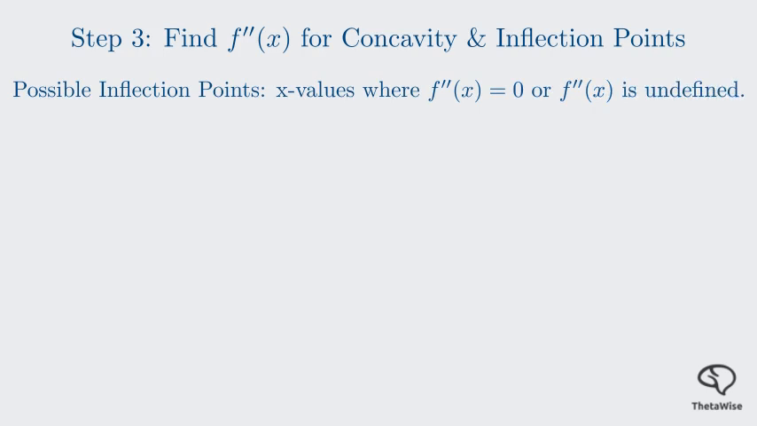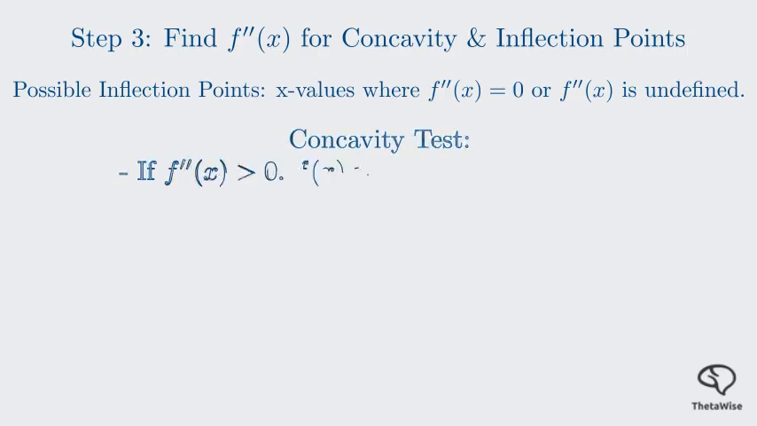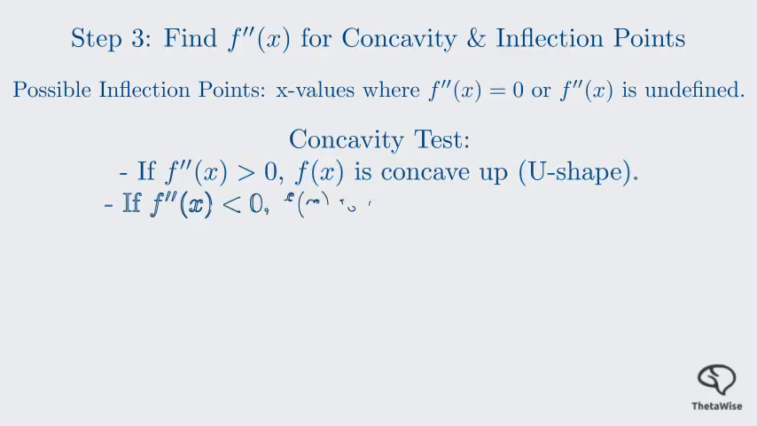Once we have these points, we can use them to divide the number line into intervals. Then, we test a point in each interval to see if the second derivative is positive or negative. If the second derivative is positive in an interval, the function is concave up, meaning it looks like a cup. If it's negative, the function is concave down, meaning it looks like a frown.